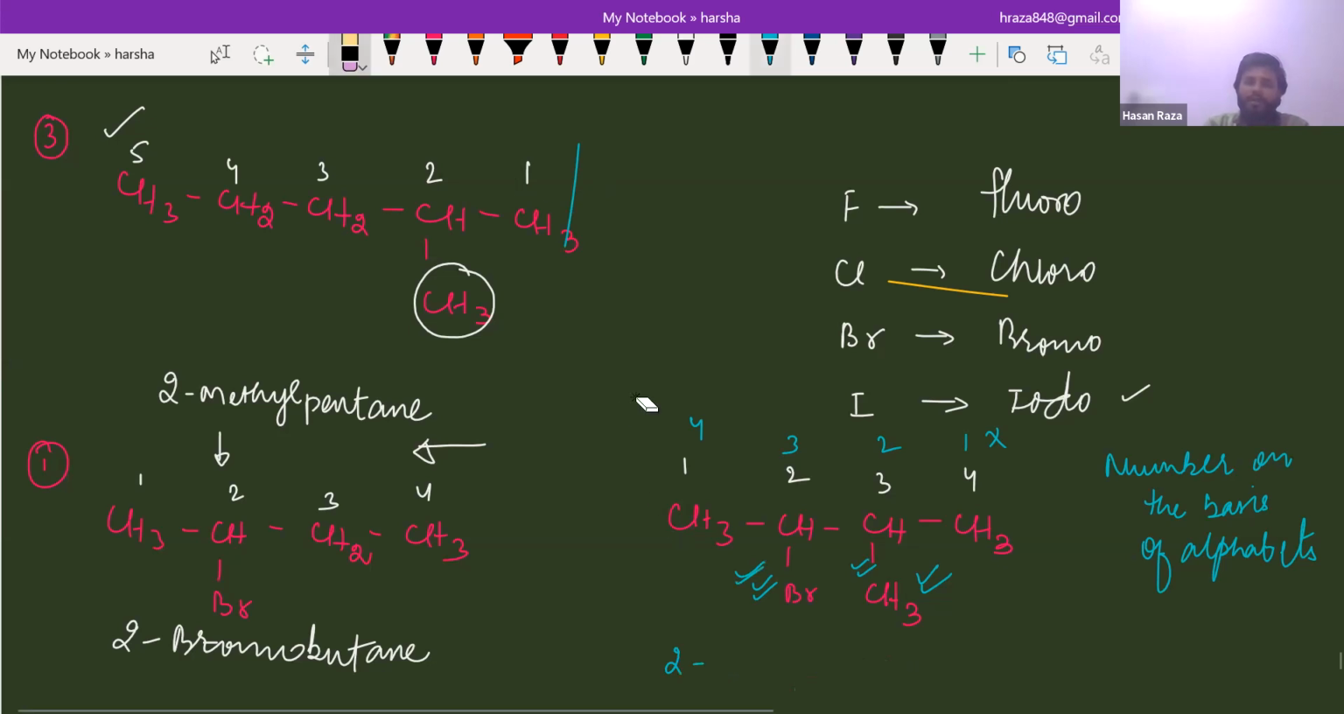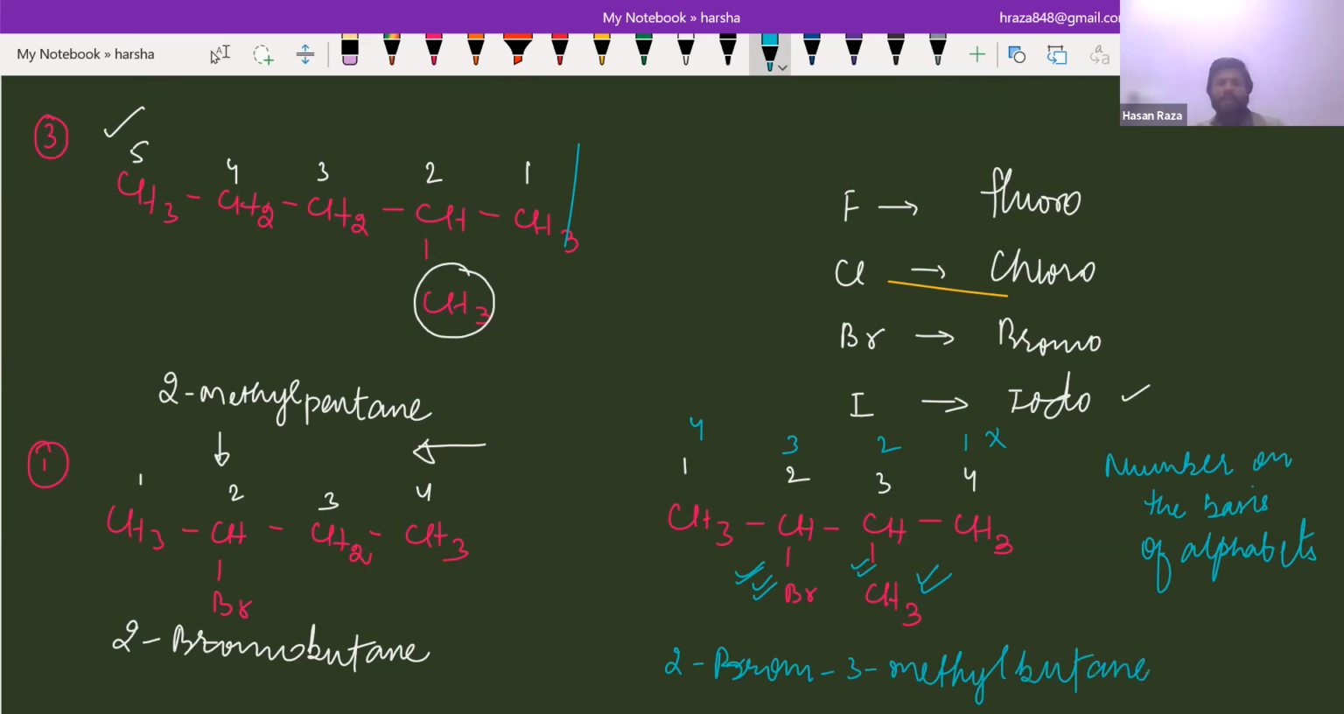So you can see it's 2-bromo and then 3-methyl. And how many carbons are there? 4 carbons. So but, and all are singly bonded, so the name ends with ane. 2-bromo-3-methylbutane. I think it's clear to all of you. Please do let me know when you are done with this.